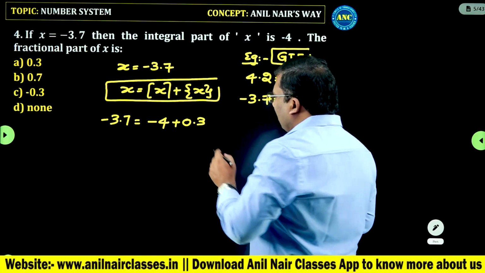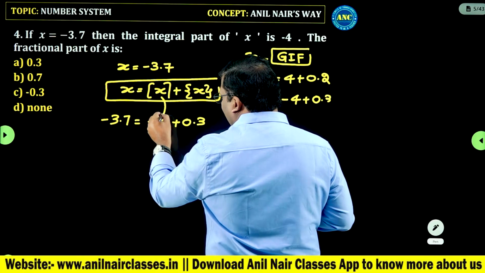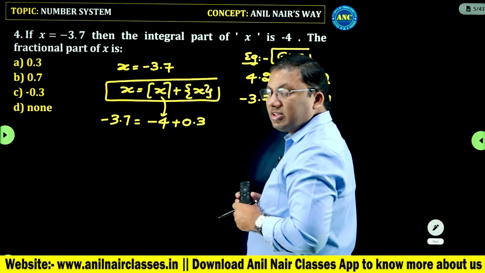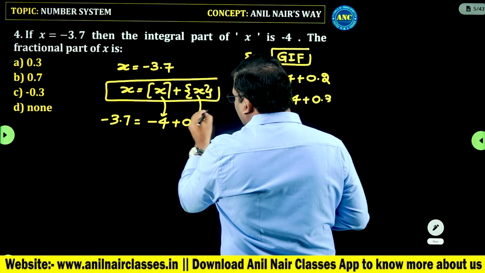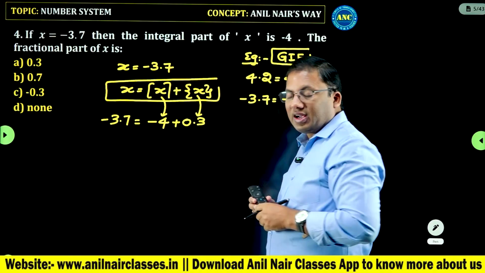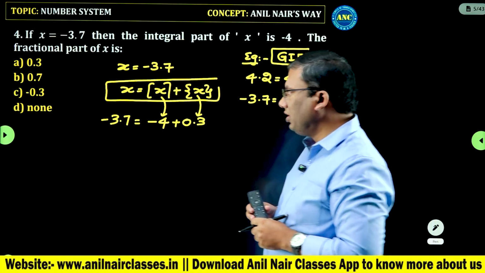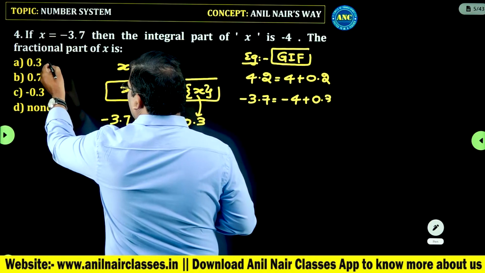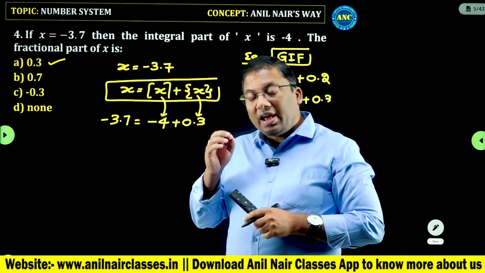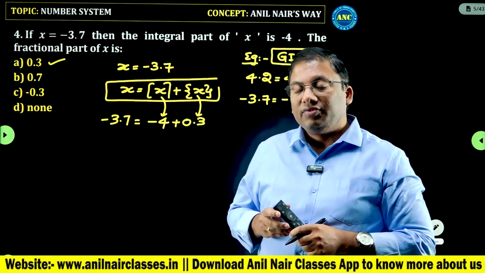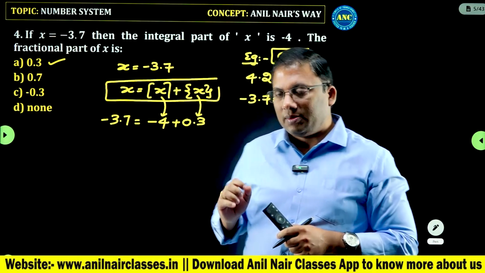What is the greatest integer function of minus 3.7? Minus 4. What is the fractional part of x? It is 0.3. So the answer for this question is 0.3. Greatest integer function questions are highly repetitive and come in multiple examinations.